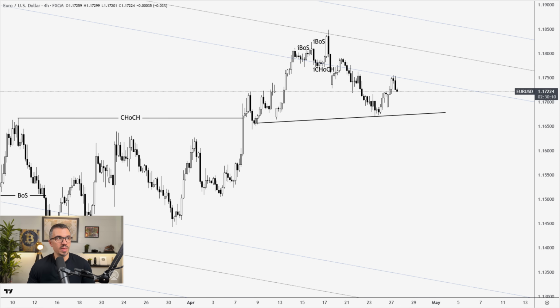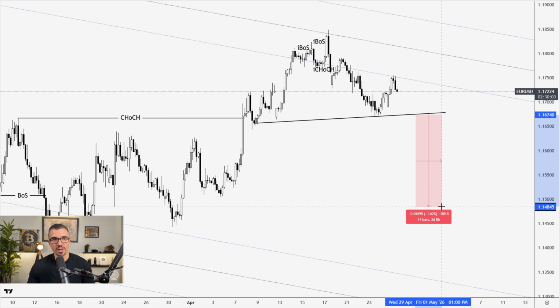Now, from this level here, if we were to get the close below over the coming days, 180 from here, let's map this out. It comes in down here around this area, right around 114.95 or so.